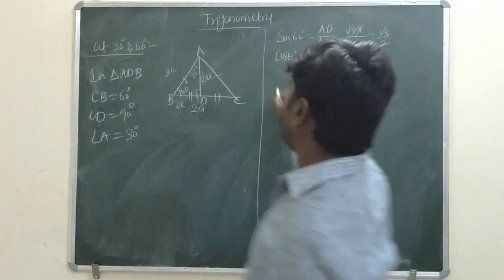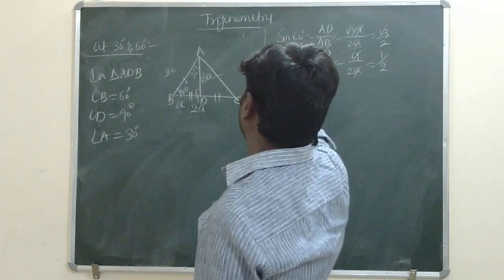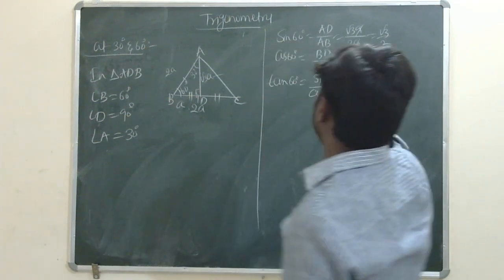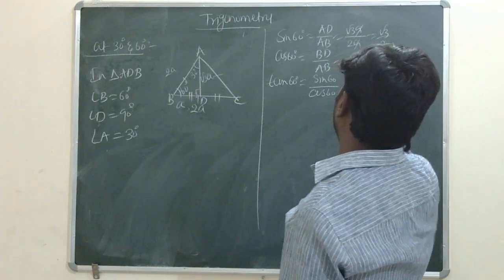Now tan 60. Tan 60 means sin 60 by cos 60. Sin 60 we have got root 3 by 2, and cos 60 is 1 by 2. So the 2 cancels and you get root 3.